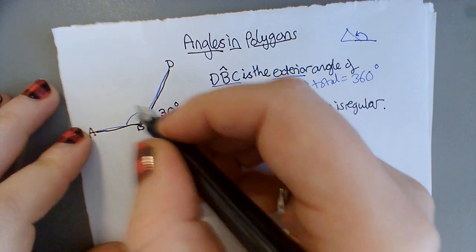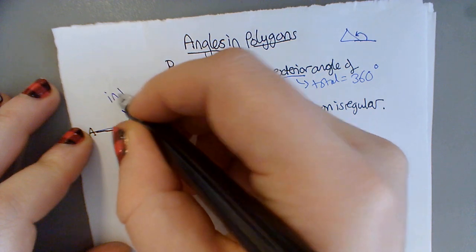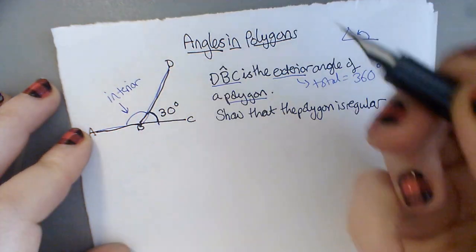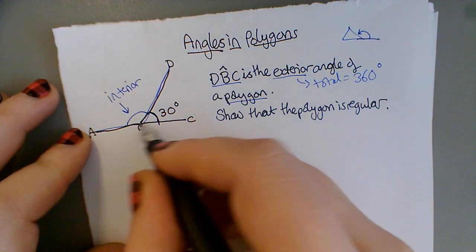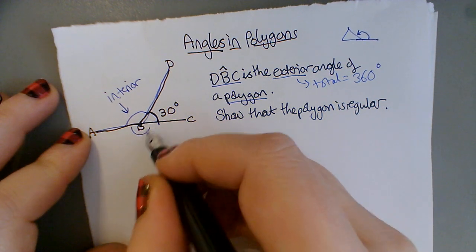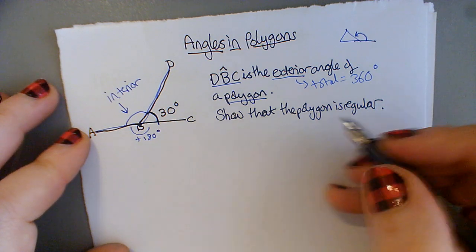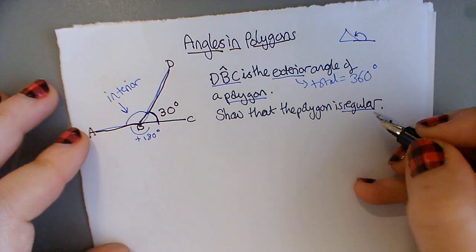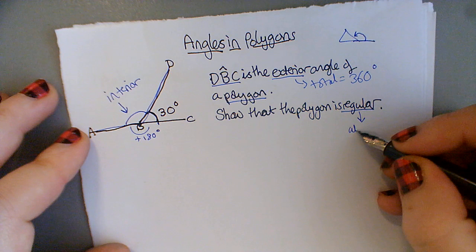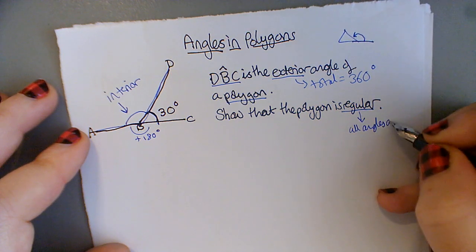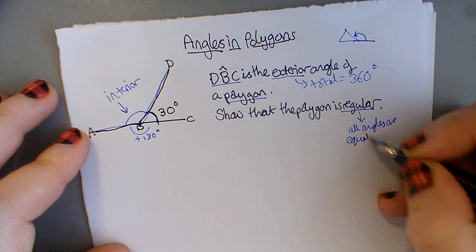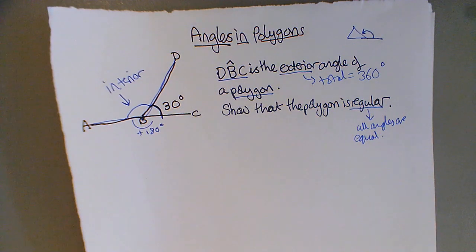This we'd call the interior angle. We don't need that to answer this question, but it's useful to know. And you will notice that the interior and the exterior together add up to make 180 degrees. So for this question, show that the polygon's regular. That means all angles are equal. Well, all exterior or all interior angles are equal.